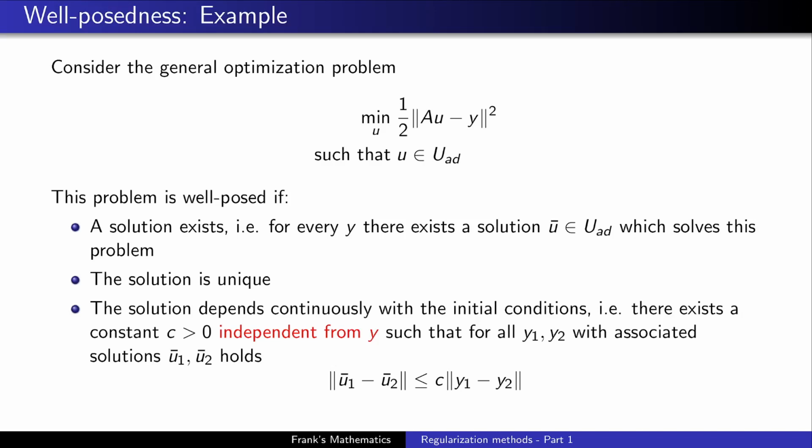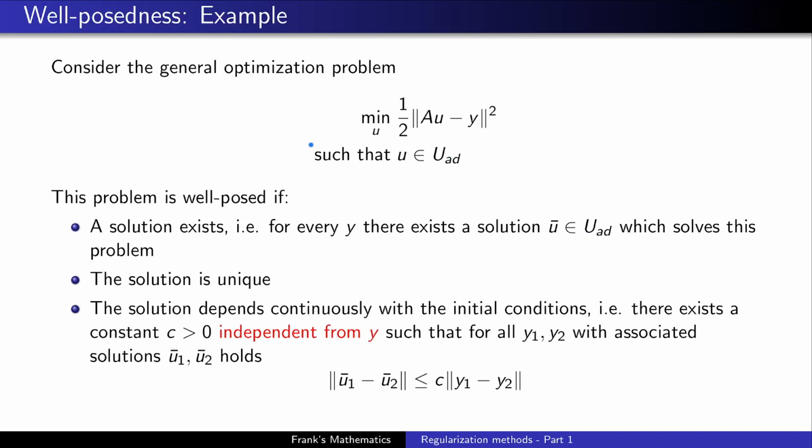Well, let's take a look at the following general optimization problem. We want to minimize the following expression: A, as an operator, applied to U minus Y in some norm squared. In addition, we assume that our control U lies in a certain set U_ad, where ad stands for admissible. In order to be well-posed, this optimization problem must satisfy the three conditions. Number one, a solution exists, meaning for every given state Y, there exists a solution in our admissible set such that U solves the optimization problem here.